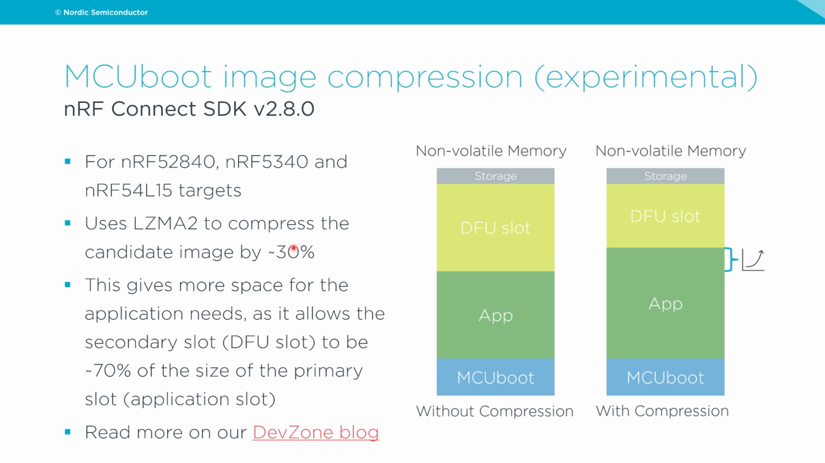So this is just an indicative number, and this is supported on the nRF52840, nRF5340, and nRF54L15 targets. We have recently published a DevZone blog that goes a bit deeper into this with an actual practical example of how you can implement the image compression on a Bluetooth LE image and then send that over a mobile phone and DFU that compressed image into your target.